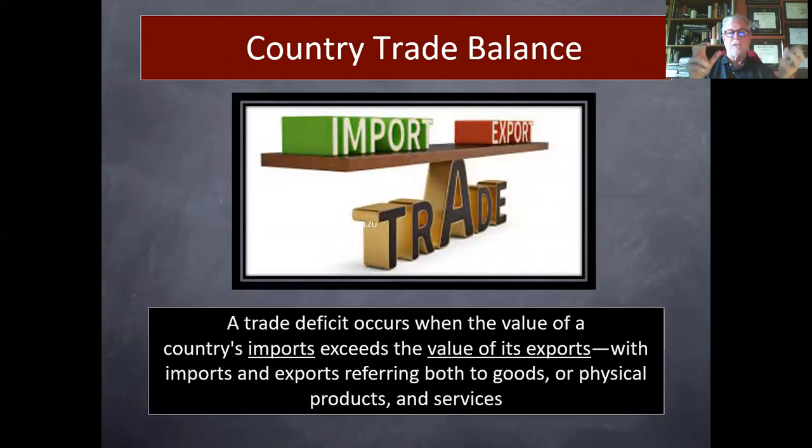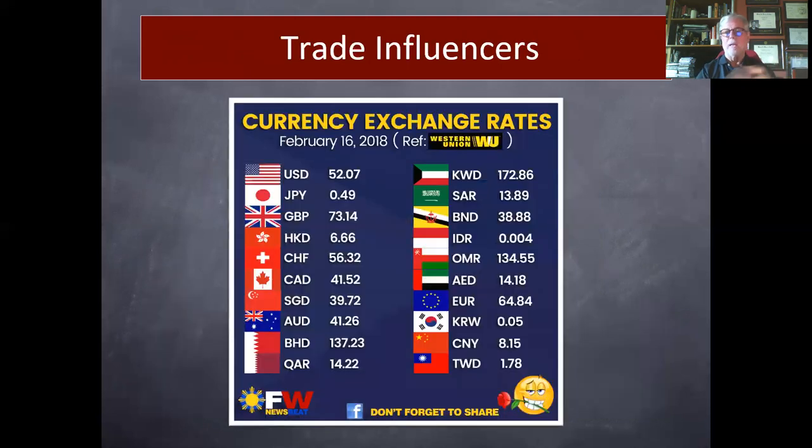A trade deficit occurs when the value of a country's imports exceeds the value of its exports, with imports and exports referring both to goods or products and services. It's not healthy to have too great of a trade imbalance because there's tremendous dependency on other countries.